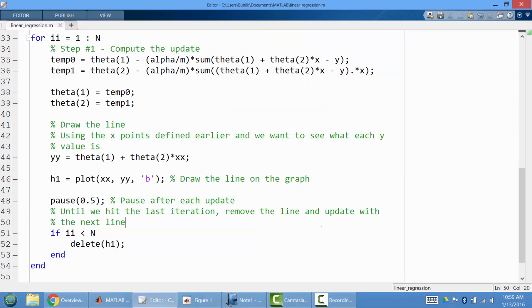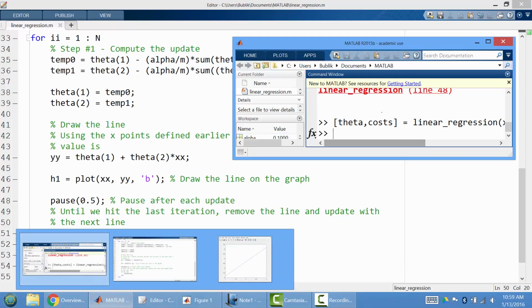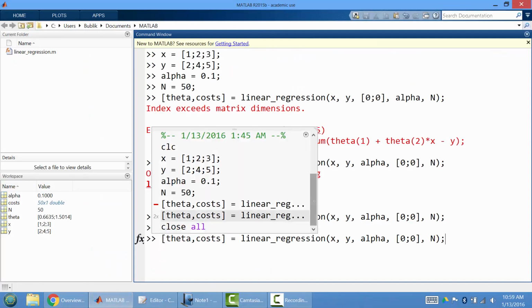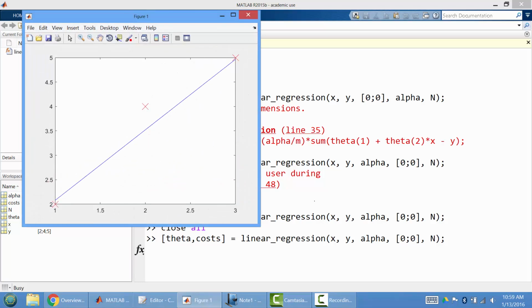It plots the line, and then you can see the line iteratively converging. That's a little weird. Let me close everything and we'll run it again one more time. Yeah, that's what's supposed to happen. You see the line starting, and then it starts to converge, converge, converge, and this is the line of best fit. This code will be posted online for you to take a look at, and thanks for coming out.